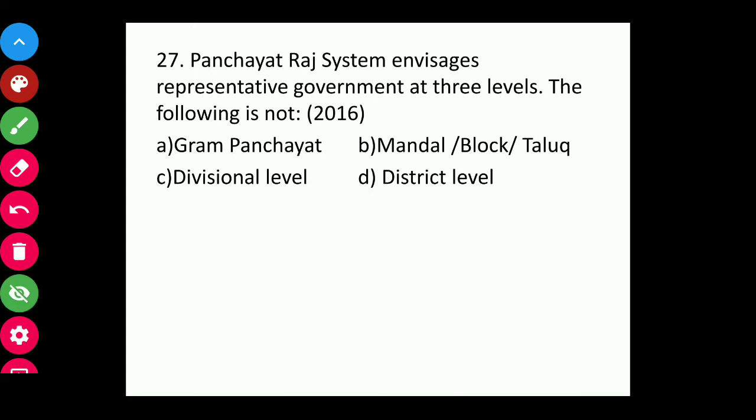27. Panchayati Raj system envisages representative government at 3 levels. The following is not: A. Gram Panchayat. B. Mandal, block, taluk. C. Divisional level. D. District level. So the answer is C. Divisional level.